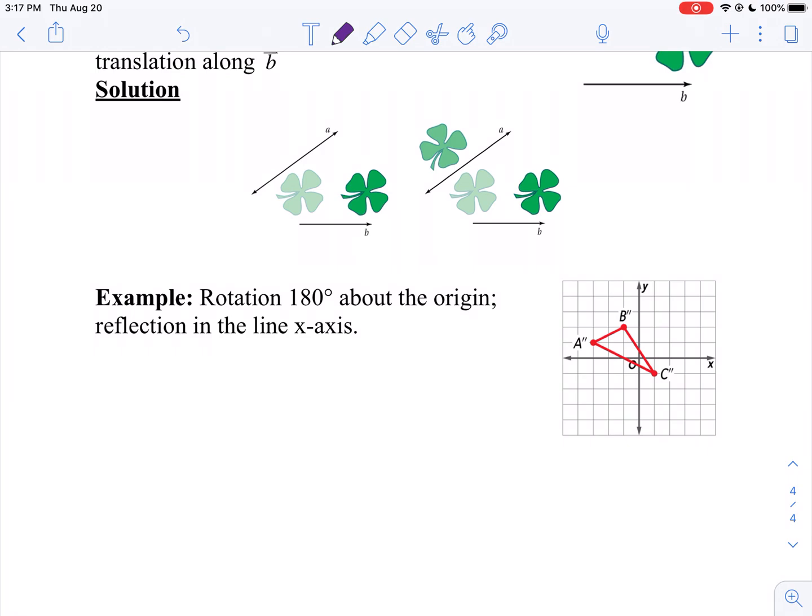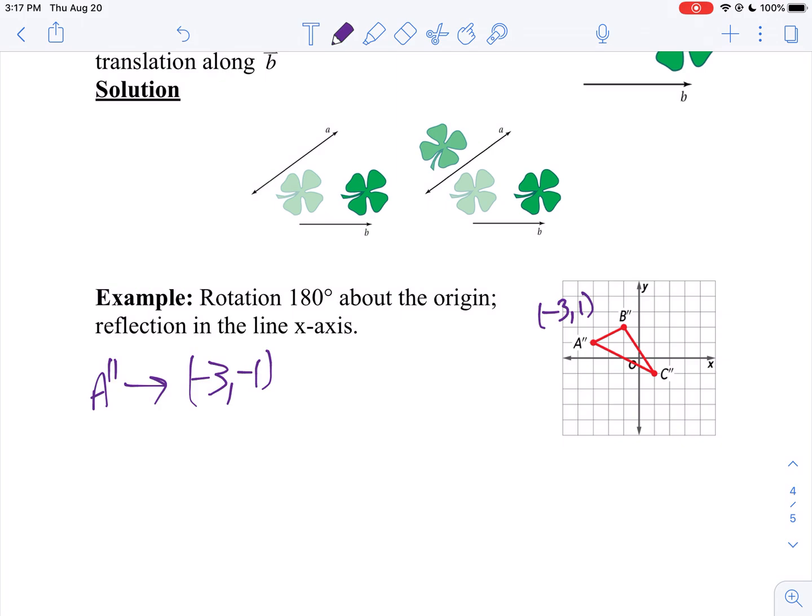So I have A double primed. If I reflect it over the x-axis, well, that means I make my y's opposite. Now, A double primed was over 1, 2, 3. It was at -3 and +1. Well, if we reflect that over the x-axis, that means it was at -3 and -1.